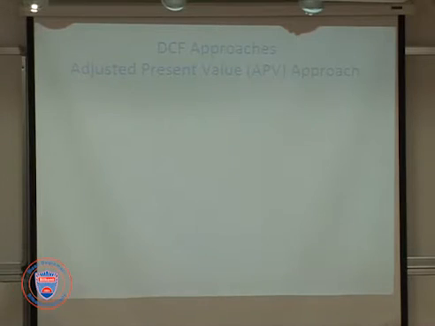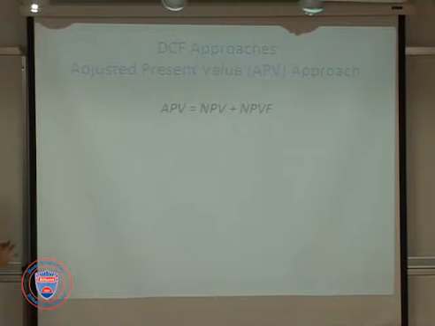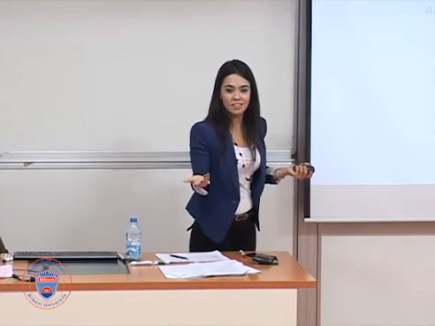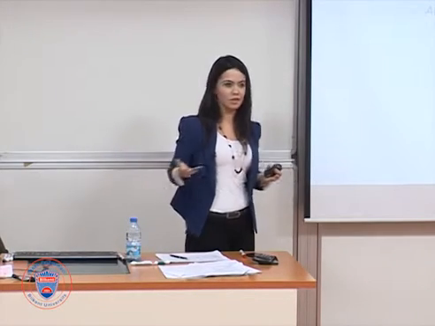Okay, now let's go into the approaches. I'm going to talk about four approaches. The first one is the adjusted present value approach. So this is using something you're familiar with, and it is adding something you're also familiar with. For adjusted present value, you calculate net present value, which you already know. Right? You know NPV. So what is NPV? Net present value, how do you calculate it? Present value of cash inflows minus present value of cash outflows, net present value, okay?